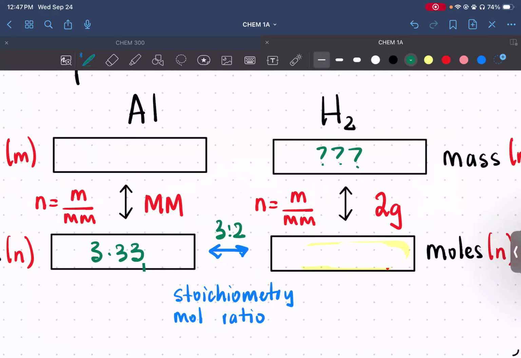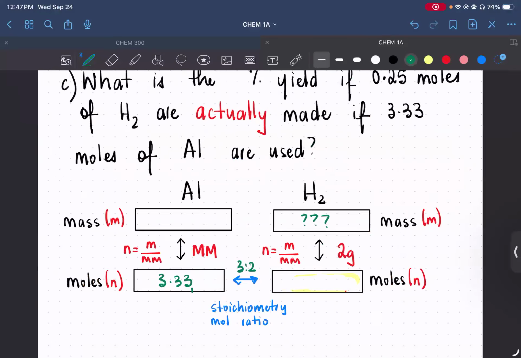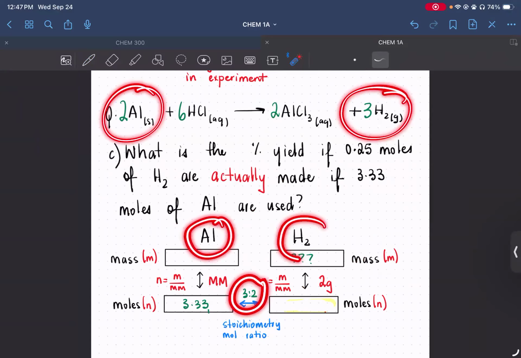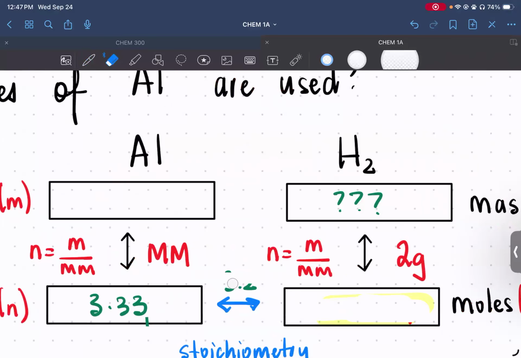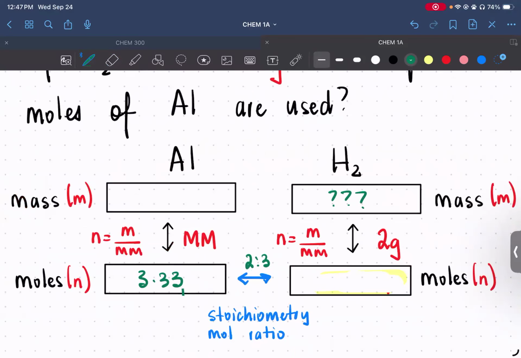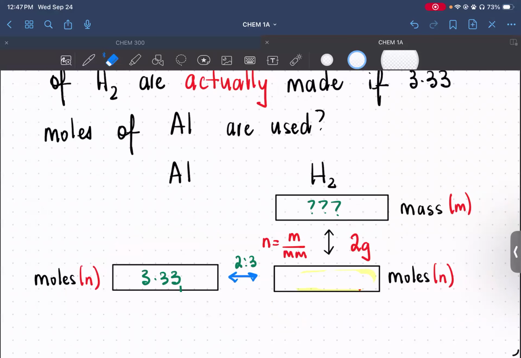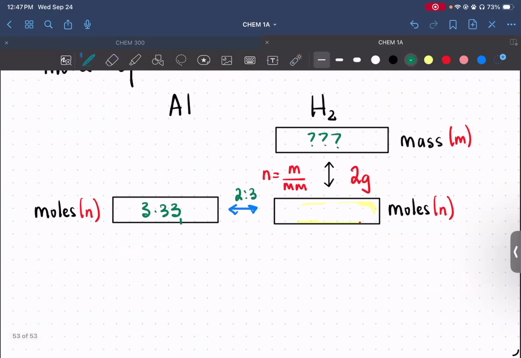Is what I've written correct? No. The mistake I made here was I mixed up the numbers. Remember, the order matters. There are 2 aluminums, so the 2 must be on the left. 2 to 3. The path ahead now is clear. We can just erase some stuff just so we can make it a little bit clearer for us. We see, of course, we're going to go from moles to moles, then moles to mass.